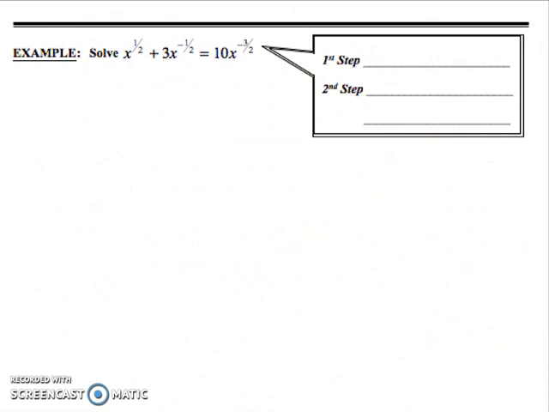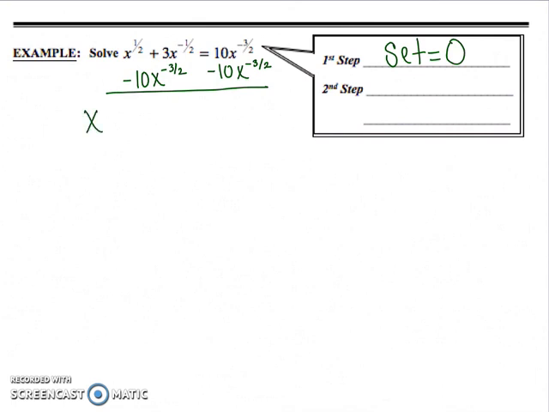Last example. This one is a little bit tricky, but the first thing I noticed that we need to do, our first step here, is we have to set this equation equal to 0, because we've got 3 terms, but they're not all on the same side of the equal sign. So I am going to subtract that 10x to the negative 3 halves over to the other side. Okay. So now I have x to the 1/2 power plus 3 times x to the negative 1/2 power minus 10x to the negative 3 halves power equals 0.